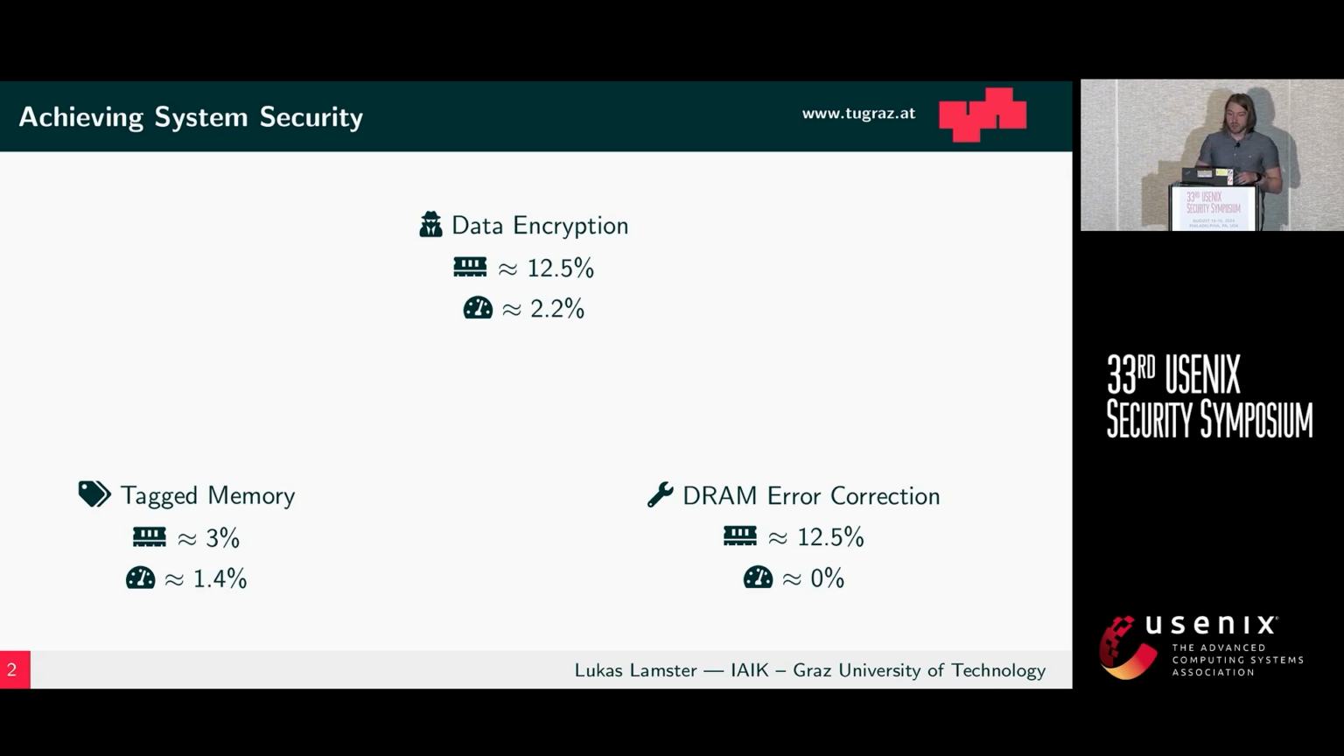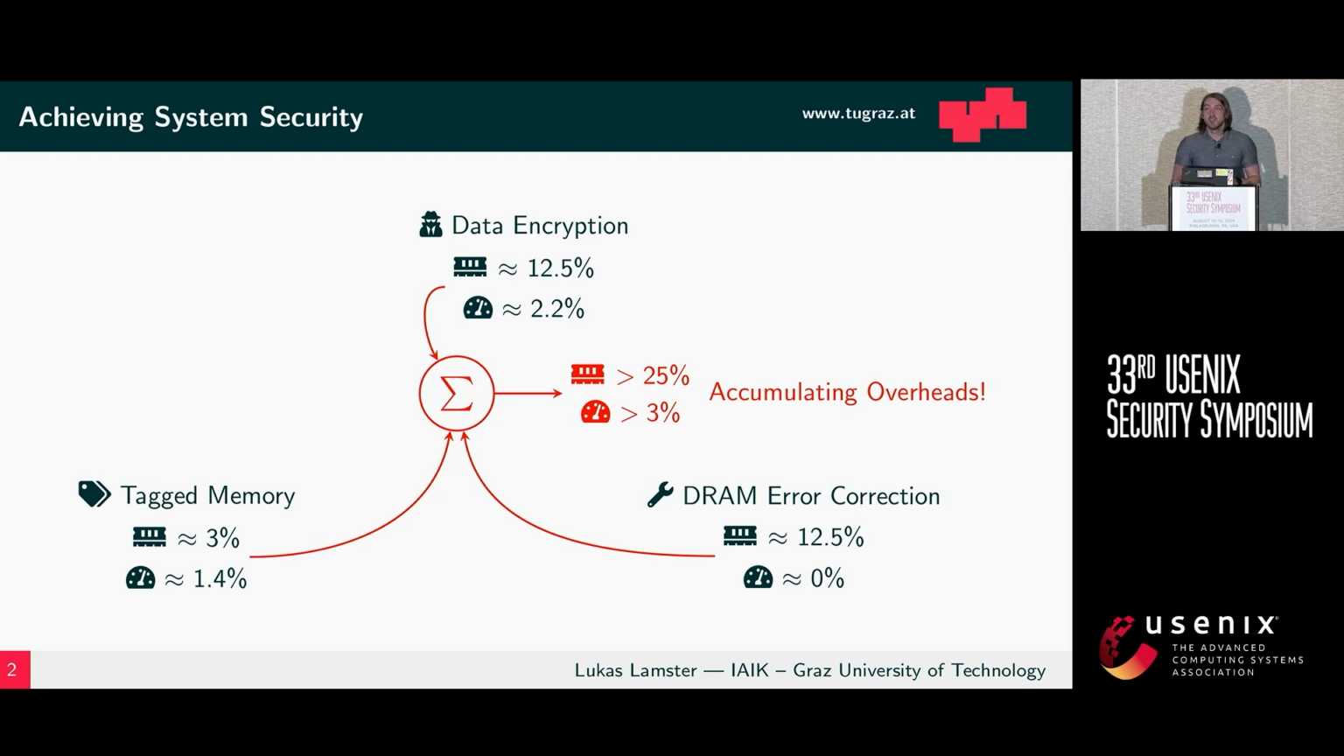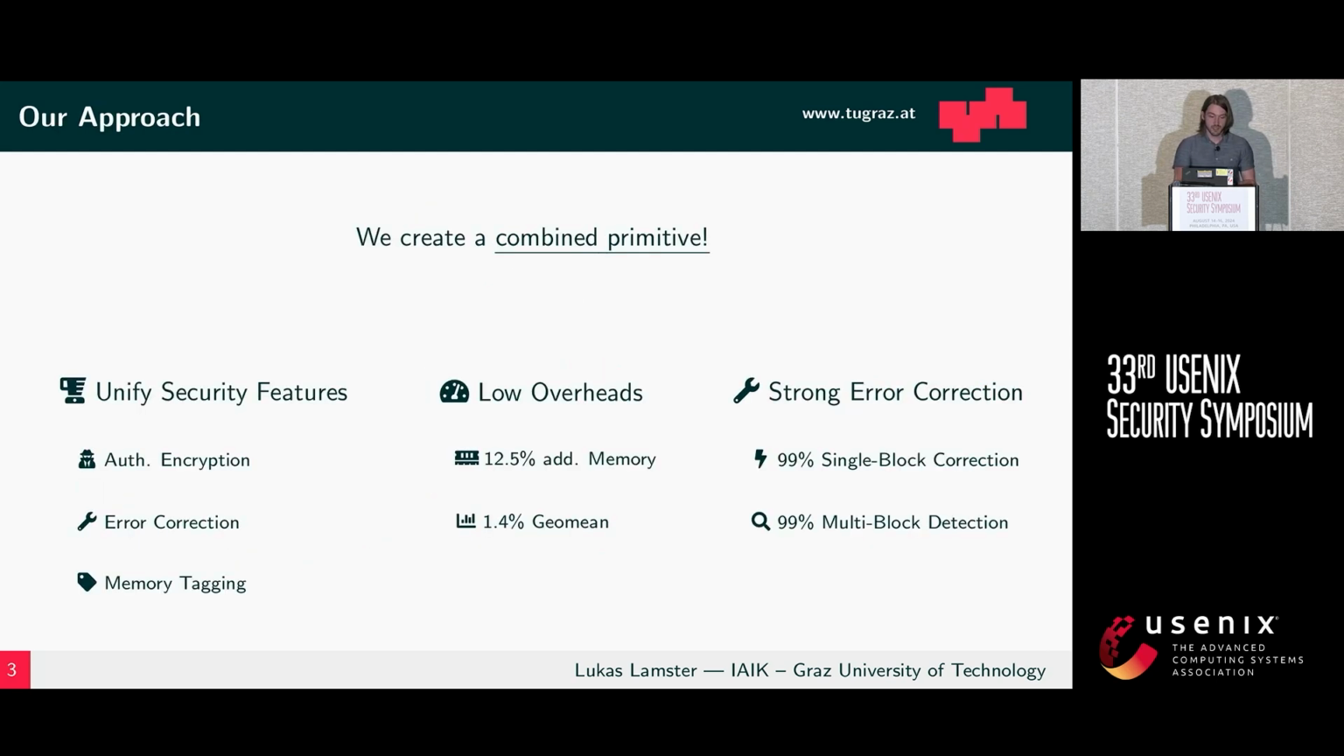So on their own, each of these schemes is okay-ish when it comes to overheads. The performance overheads are not that bad and the memory overheads are also manageable. But once you start to combine these security blocks in a single system, what you get is an accumulation of overheads. And you end up with a system where you pay for your whole DRAM and you can only use less than 3/4 of that, which is kind of bad. So what's the solution for that? Well, we tried to create a combined primitive, and this is what we did in this work.